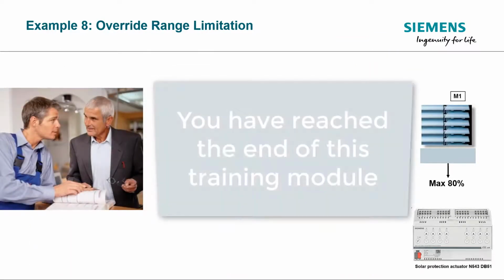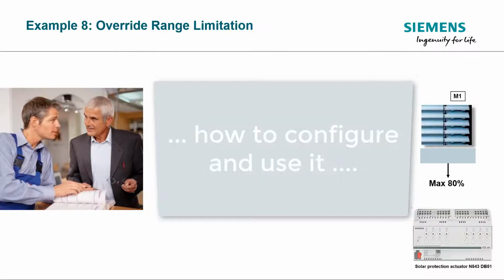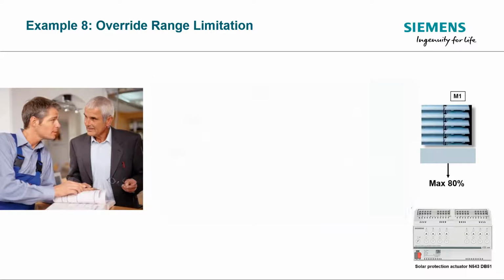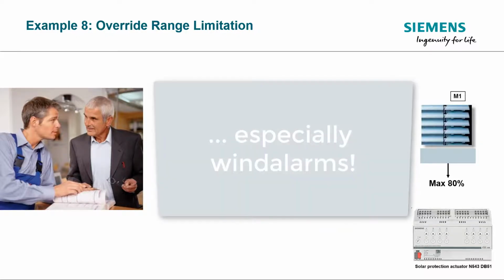This brings us to the end of our training module, Range Limitation. You now know what range limitation is, how to configure and use it, and that you always have to consider it in conjunction with the other possible overrides, especially the wind alarm.